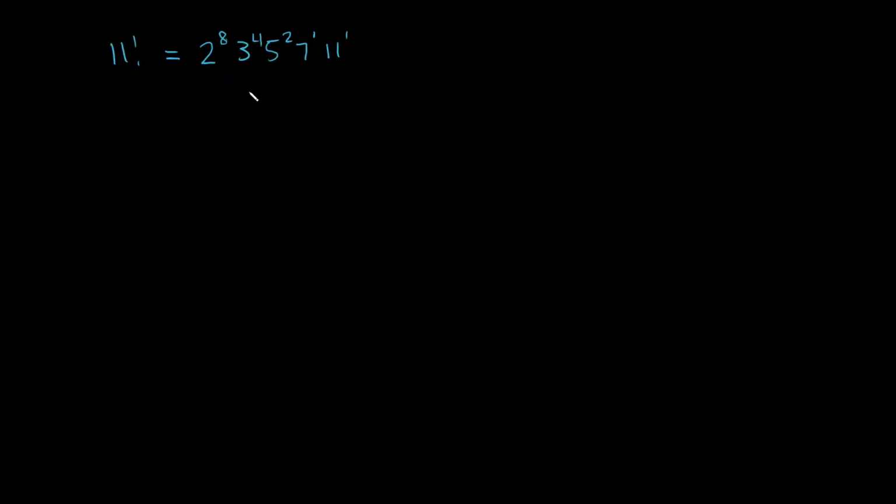Now, because it has this prime factorization, we say it has 8 plus 1 choices on the power of 2, because the power of 2 can also be 0 in any factor. It has 4 plus 1 choices on the power of 3, 2 plus 1 choices on the power of 5, 1 plus 1 choices on the power of 7, and 1 plus 1 choices on the power of 11. And if you calculate this out, this will come out to 540 positive divisors, or positive factors.